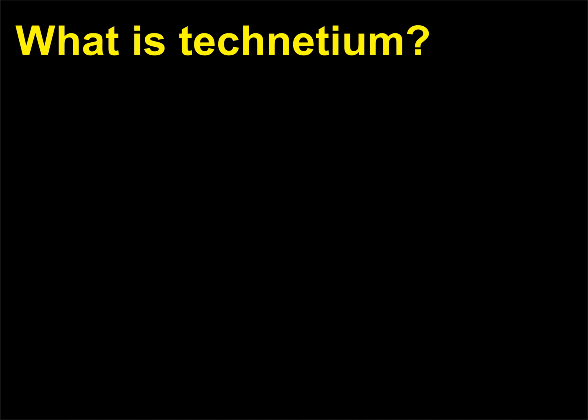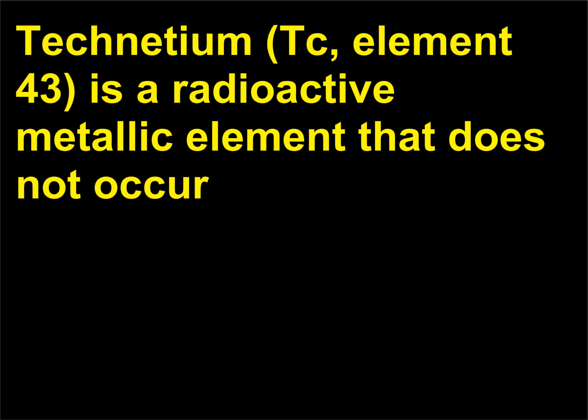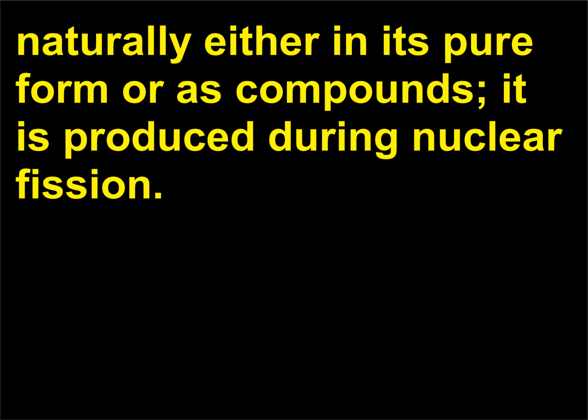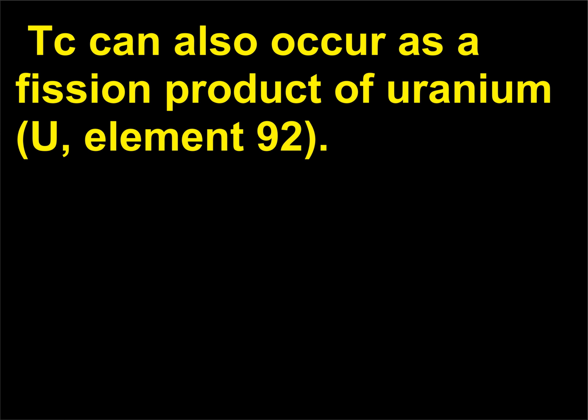What is technetium? Technetium, Tc, element 43, is a radioactive metallic element that does not occur naturally either in its pure form or as compounds. It is produced during nuclear fission. A fission product of molybdenum, Mo, element 42, Tc can also occur as a fission product of uranium, U, element 92.